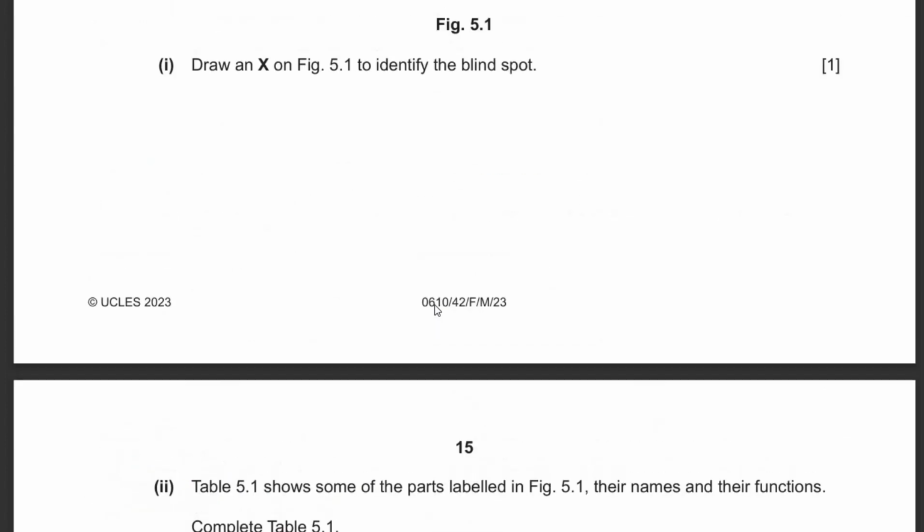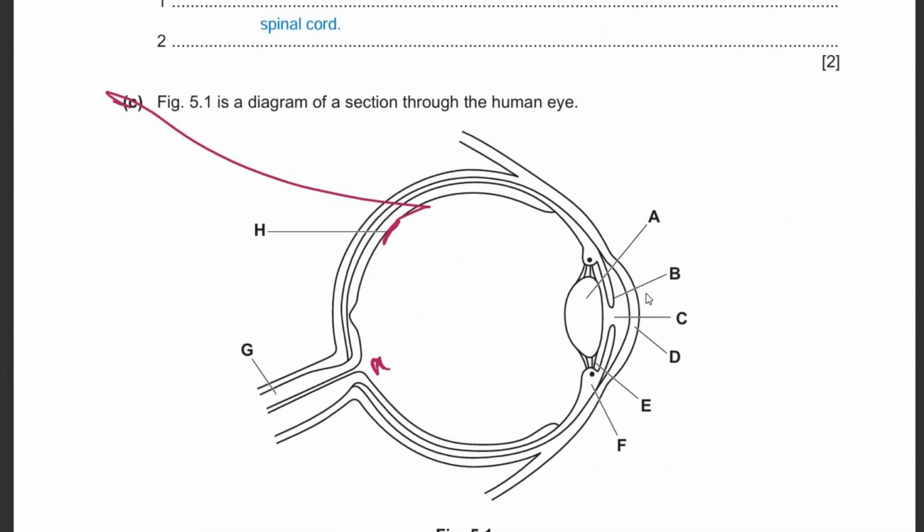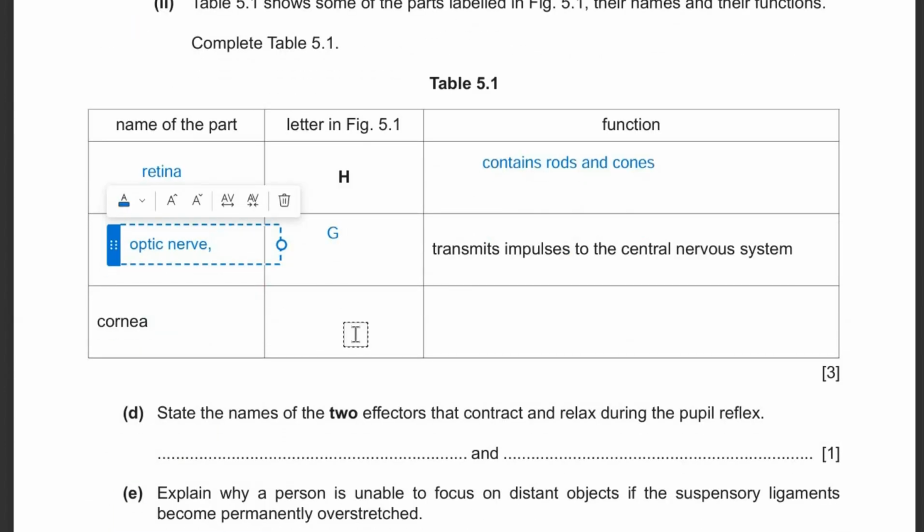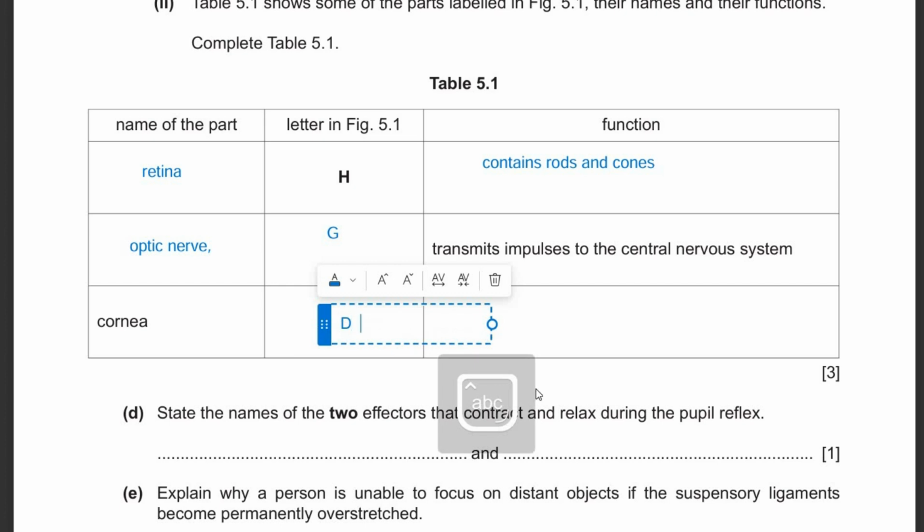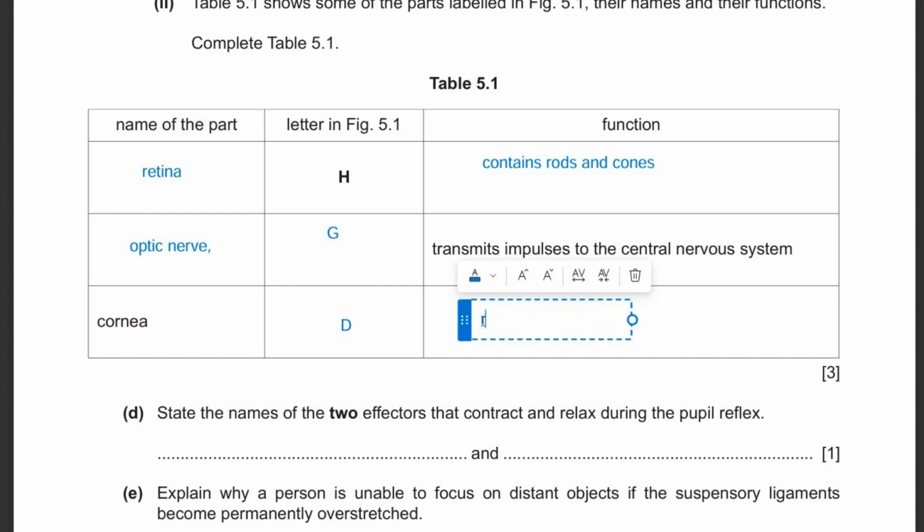Then we have the cornea. The cornea is present on the anterior part of the eye, and it is present over here, after the lens, we have the cornea, and that is the D. Alright. So cornea is the D. So what is the function of the cornea? It refracts the light. Basically, the cornea helps to allow the light to enter the eye. So it has the function of refraction. So it refracts the light. That's it.